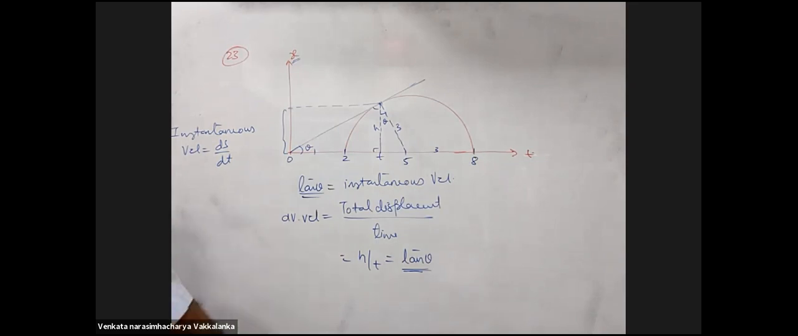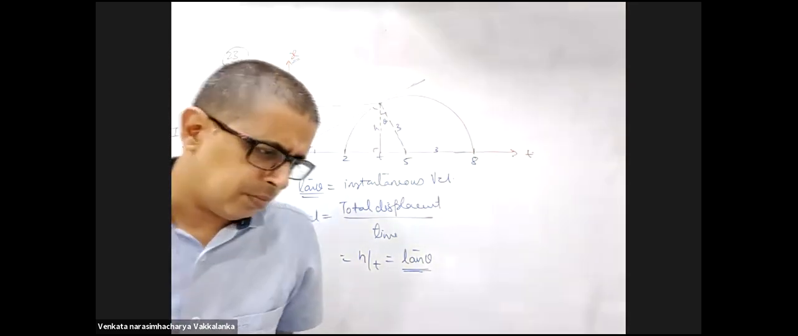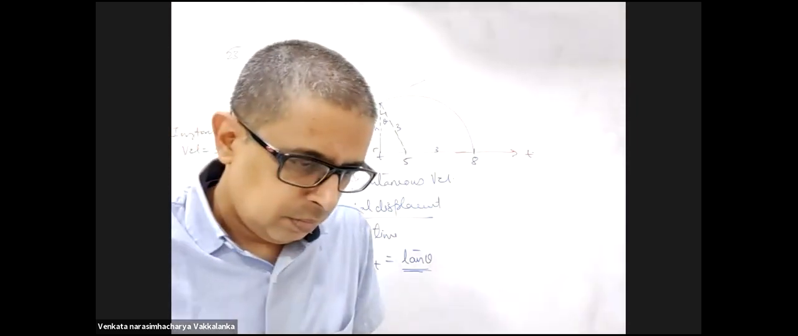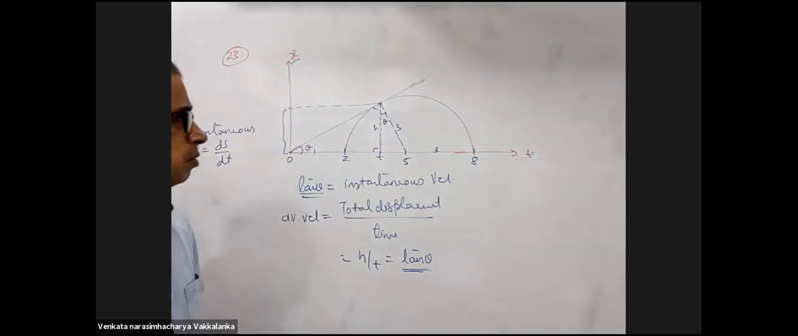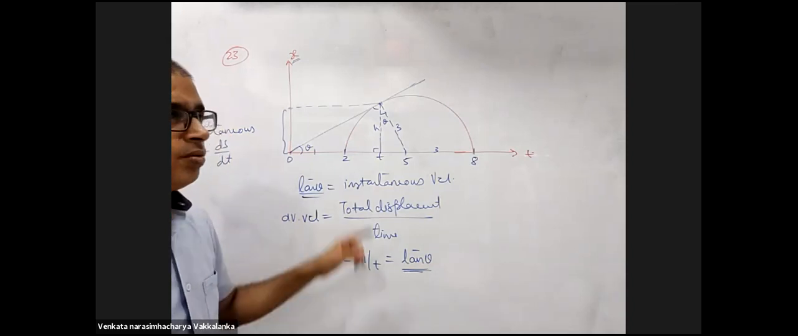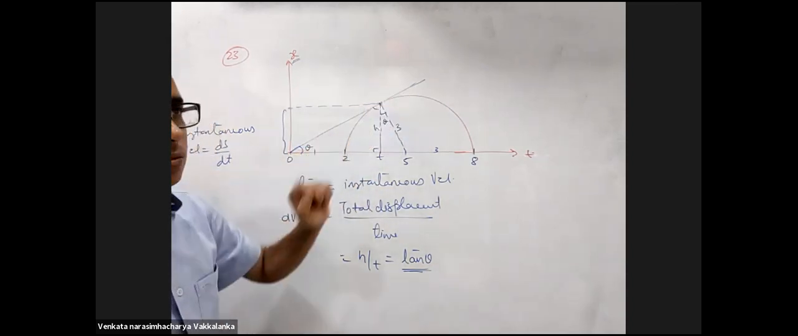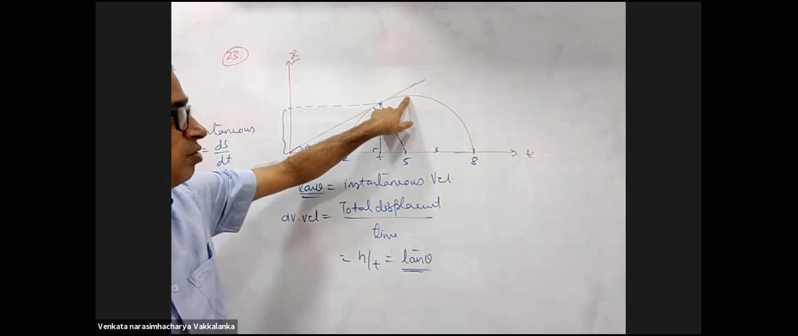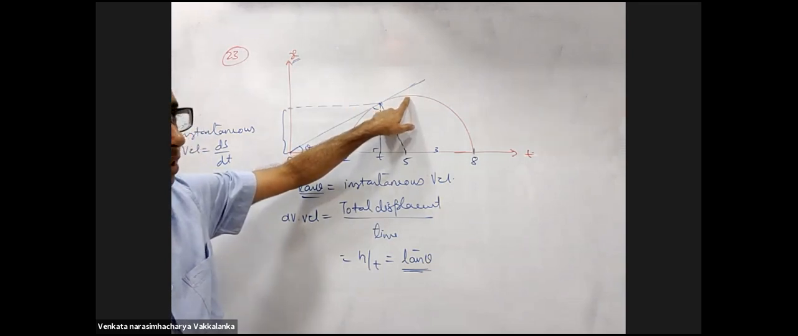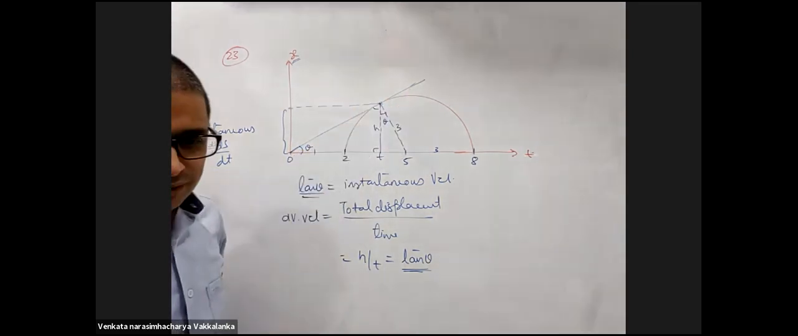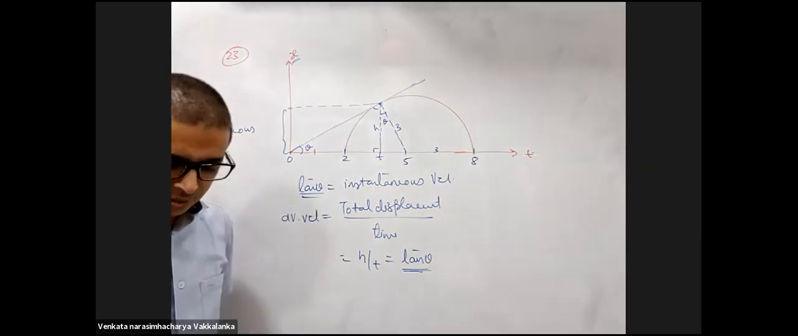Sir, can't we find a time at which the instantaneous velocity becomes 0, and that will be the time? But instantaneous velocity is not asked. I did the same. Instantaneous velocity is 0 at this point only. Yes, sir, that's why I reported 5 seconds. But then I came to know that it is not asking for that.